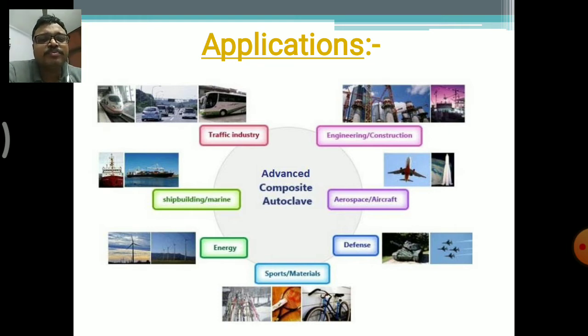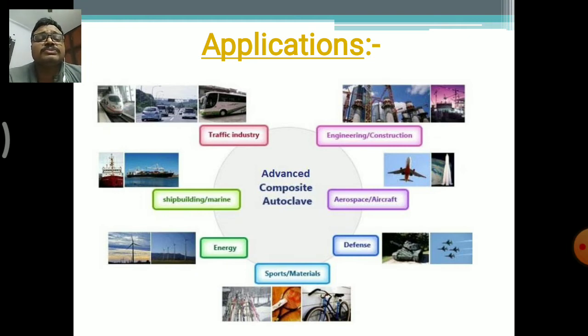The next one is shipbuilding or the marine industries. These FGMs are used in shipbuilding for lightweight purposes only. The interior design of the ship is done with these FGMs. The next one is the transfer of energy, that is wind power and tidal power. The manufacturing of tidal wings and the building support is done with FGMs only.